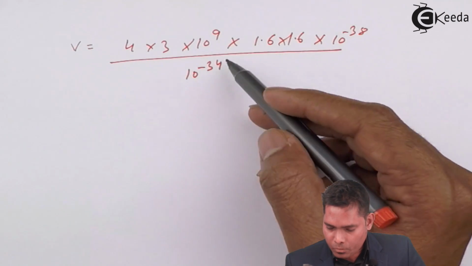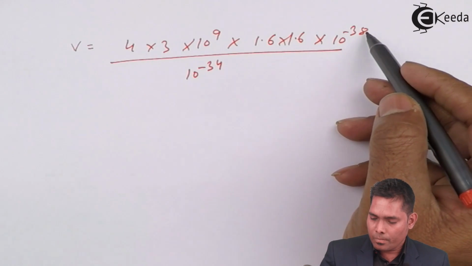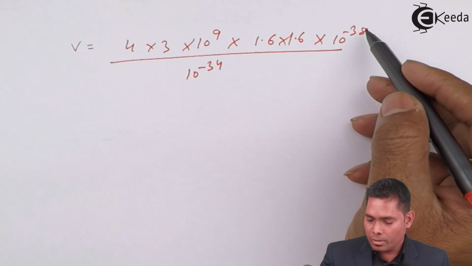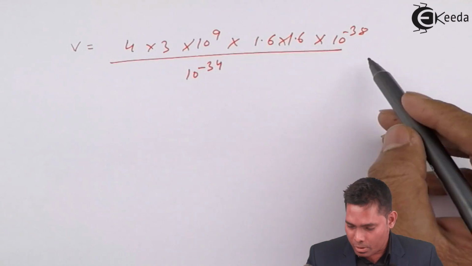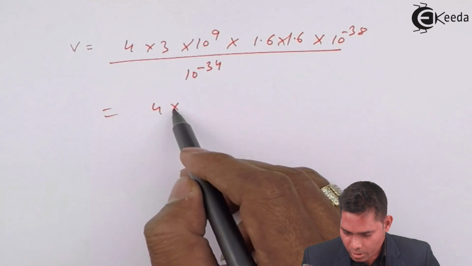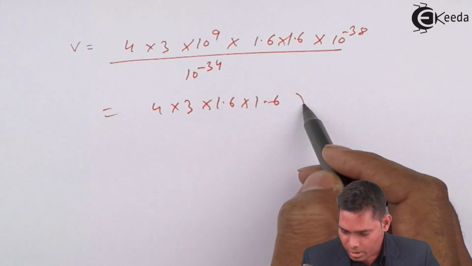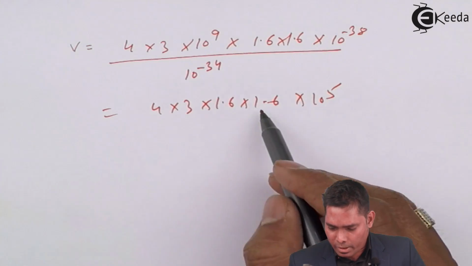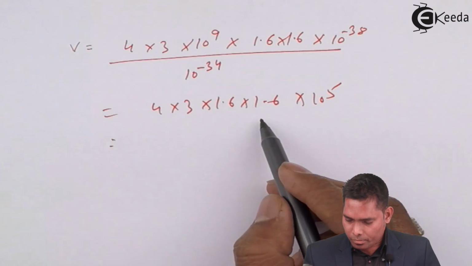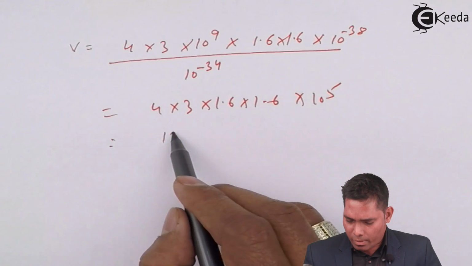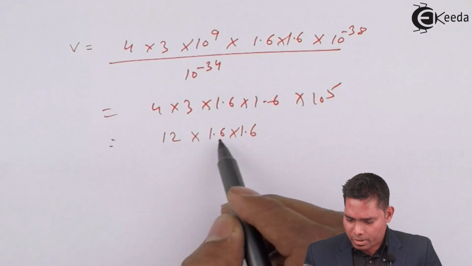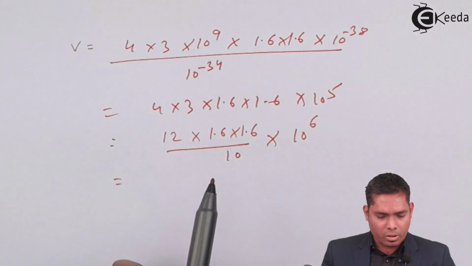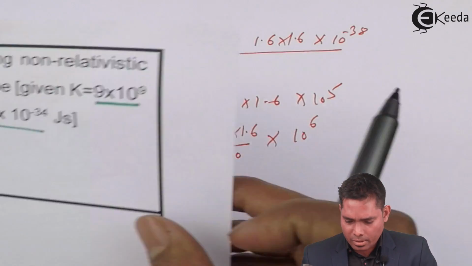This is 34, so it's minus 4 is left, and from minus 4 I have 9 here, so it's 5 left, so 10 raised to power 5, 4, 3, 1.6, 1.6, 10 to the power 5. Now because it's 10 to the power 6, I'll put 10 over there and divide it, so multiply 10 and divide 10, so this is 12 into 1.6, 1.6 divided by 10 into 10 to the power 6. So in terms of that, if I go for the calculation, approximately I can get the answer.